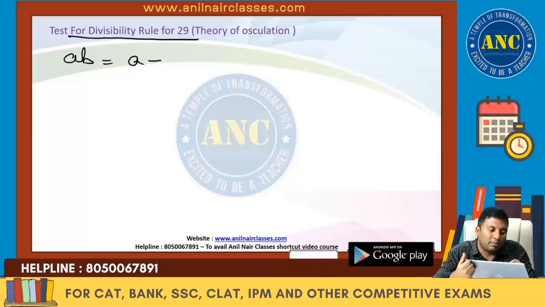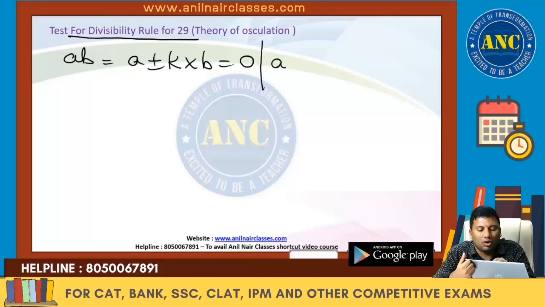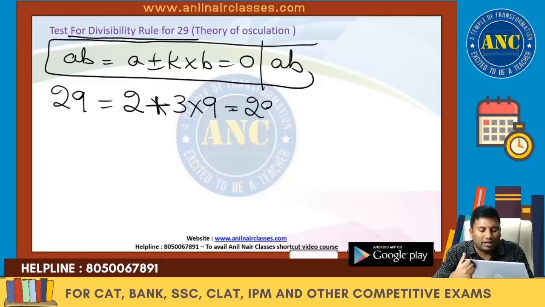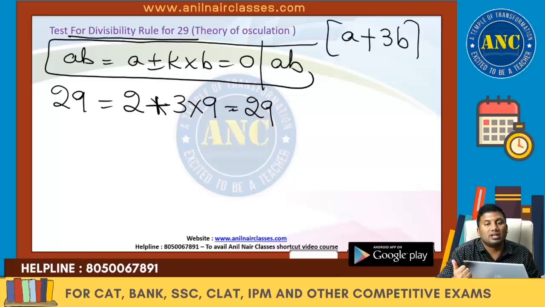Divisibility rule for 29. AB is nothing but a plus or minus k into b is 0 or AB. You only tell me, 29 means what will be the divisibility rule? 2 plus 3 into 9, which will give you 29. So what is the divisibility rule for 29? It is a plus 3b.